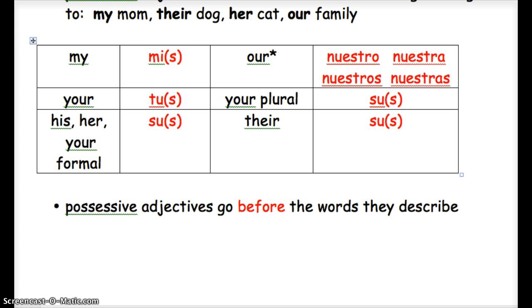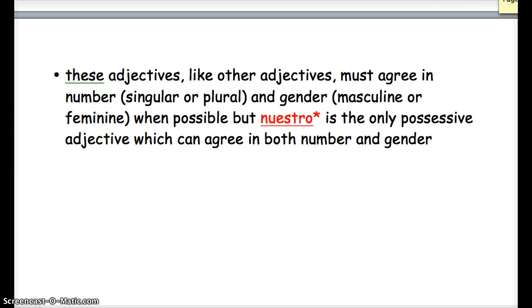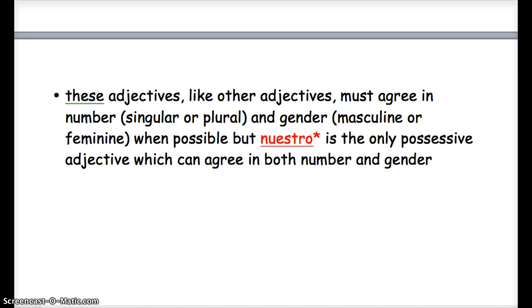These possessive adjectives, all of these in red, go before the words they describe. You're already used to that with mi, tu, and su. And these adjectives, like other adjectives, must agree in number, so whether there's one thing or more than one thing, and in gender, whether it's a masculine thing or a feminine thing it's describing. They agree in gender when possible, but nuestro is the only possessive adjective which can agree in both number and gender. So you can make it match whether it's one thing or more than one thing, and whether it's a feminine thing or a masculine thing that you have.